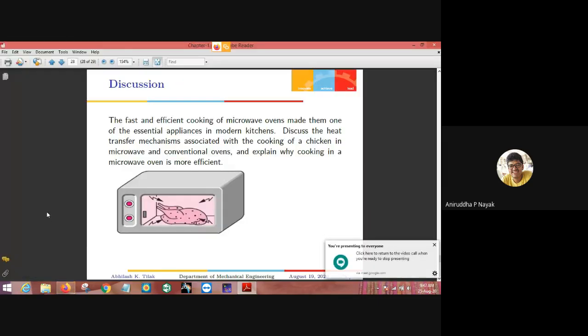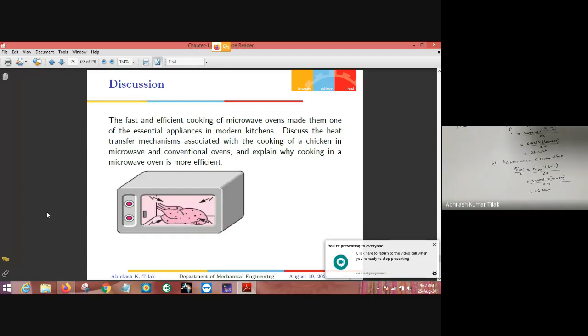Okay. So there is a discussion at the end of the slide. It says that there is a microwave oven. A very good example of heat transfer with all mechanisms is a microwave oven. Here all these three modes of heat transfer are involved, that is conduction, convection, as well as radiation.